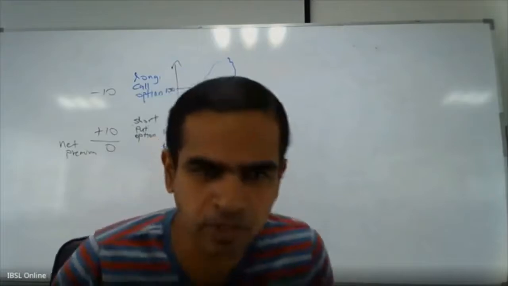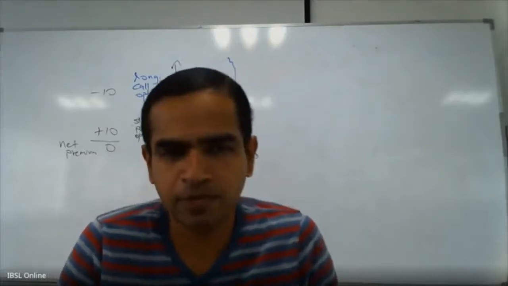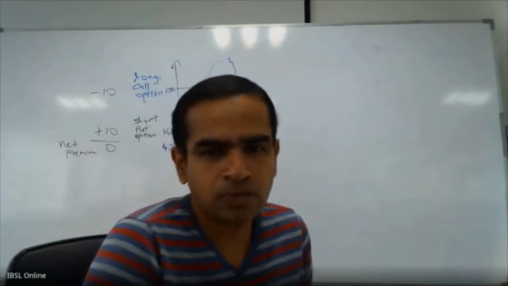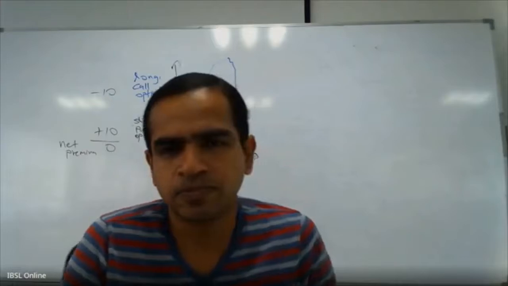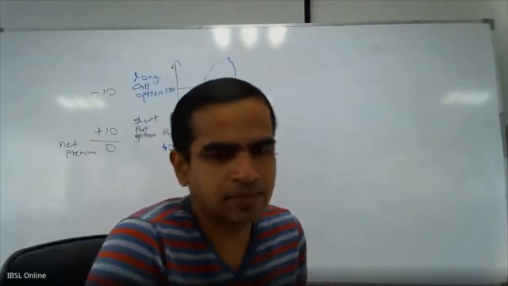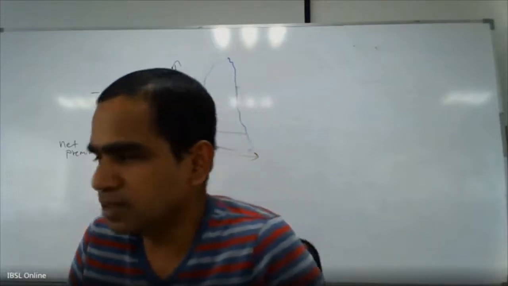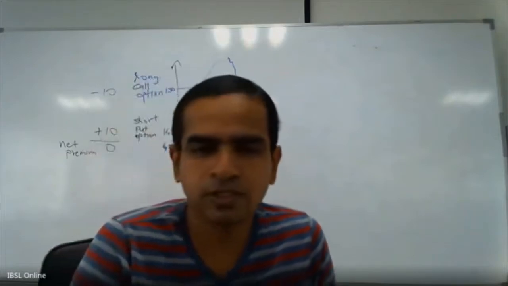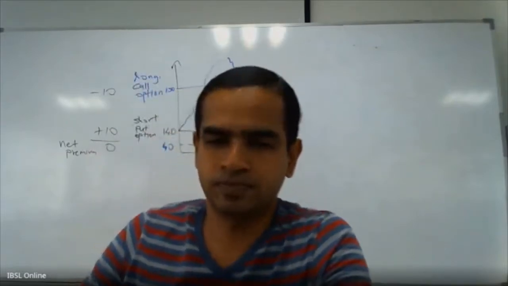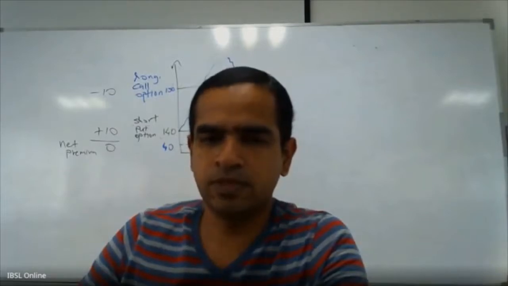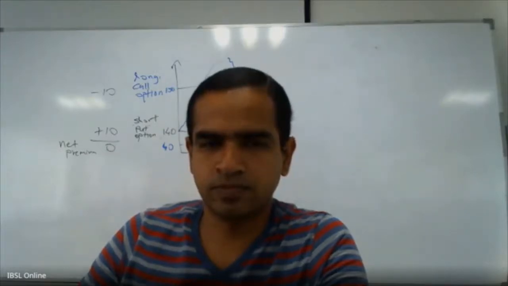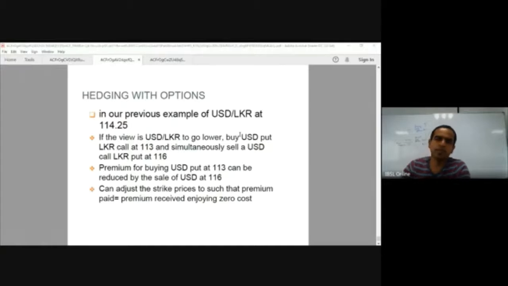In our previous example, rupees 14.25. If you have used the dollar to go lower, you buy a dollar put, rupee call at 113, and simultaneously sell a dollar call, rupee put at 116. So this is how you construct a zero cost collar. Buy a call option, sell a put option. The key is to adjust the premium paid so that it's equal to the premium received.